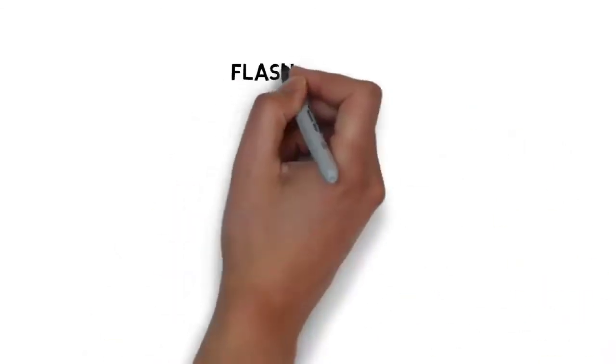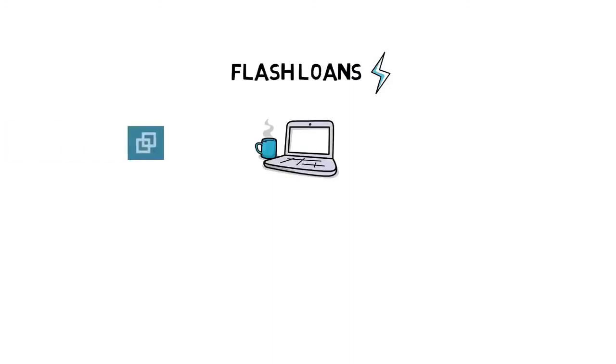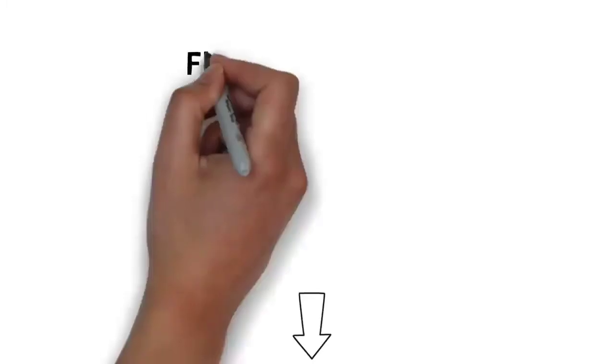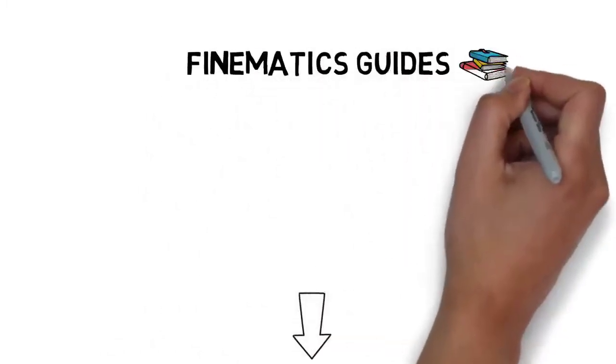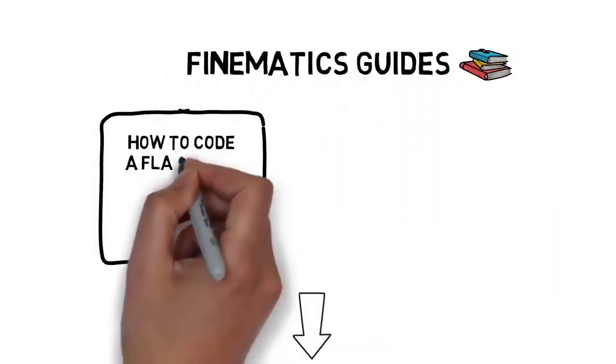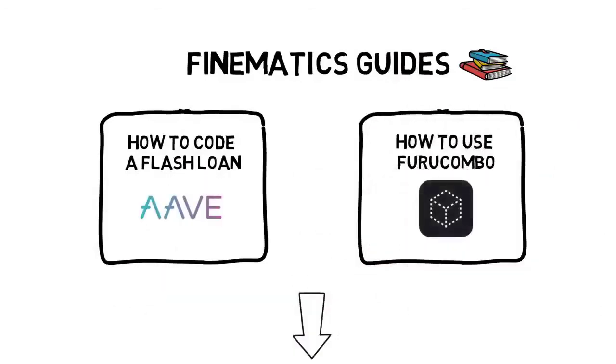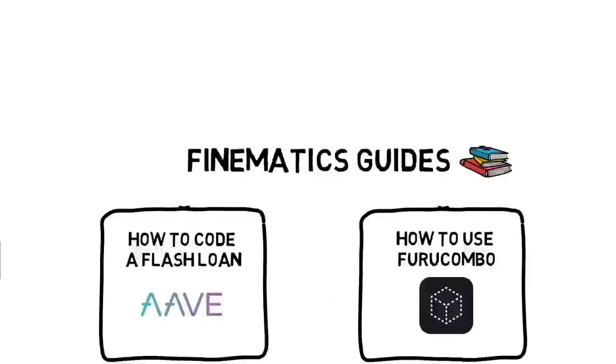Although flash loans are predominantly used by developers, it is also possible to use them without doing any coding. Projects such as Collateral Swap, DeFi Saver, or Fury Combo make it possible. In the description box below, I have included links to our guides on how to code a flash loan with Aave and how to use Fury Combo. So no matter if you're familiar with coding or not, you can find something that works for you.